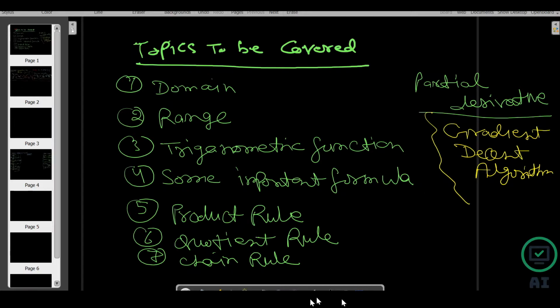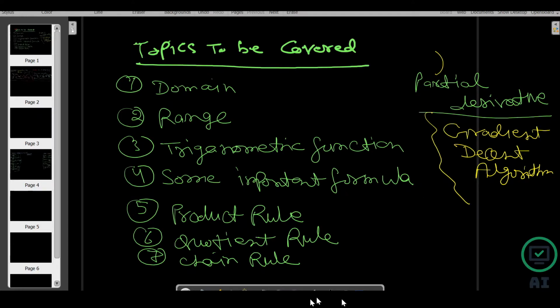These points, or you can say the concepts, are really important, the prerequisite to understand the partial derivative and gradient descent algorithm. Why am I saying that? The gradient descent algorithm will use partial derivatives, and the partial derivative will use all these concepts. So if someone is new to this, it is really a must to have knowledge about these topics.